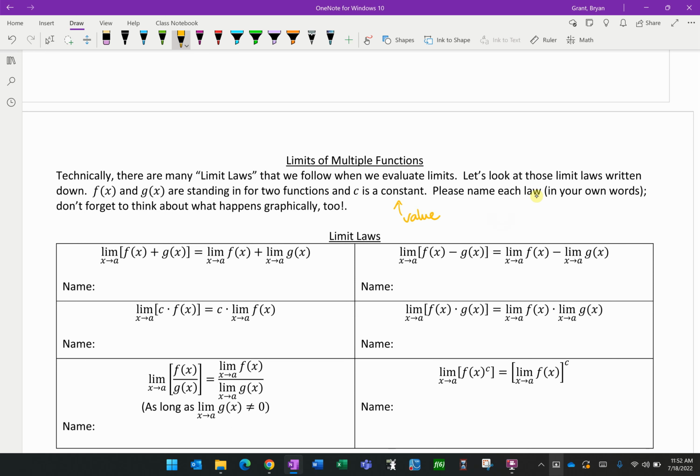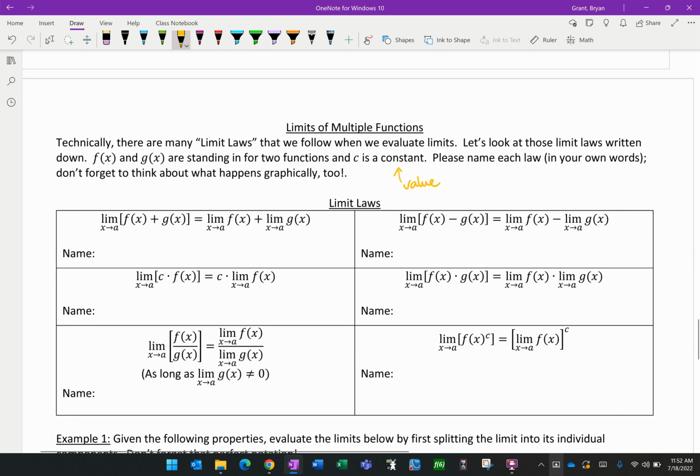We're going to go ahead and read each of the 6 laws and then name them with any name or any explanation that you would like to use, because I found that when students create their own names for these limit laws, they tend to remember them a little bit more.